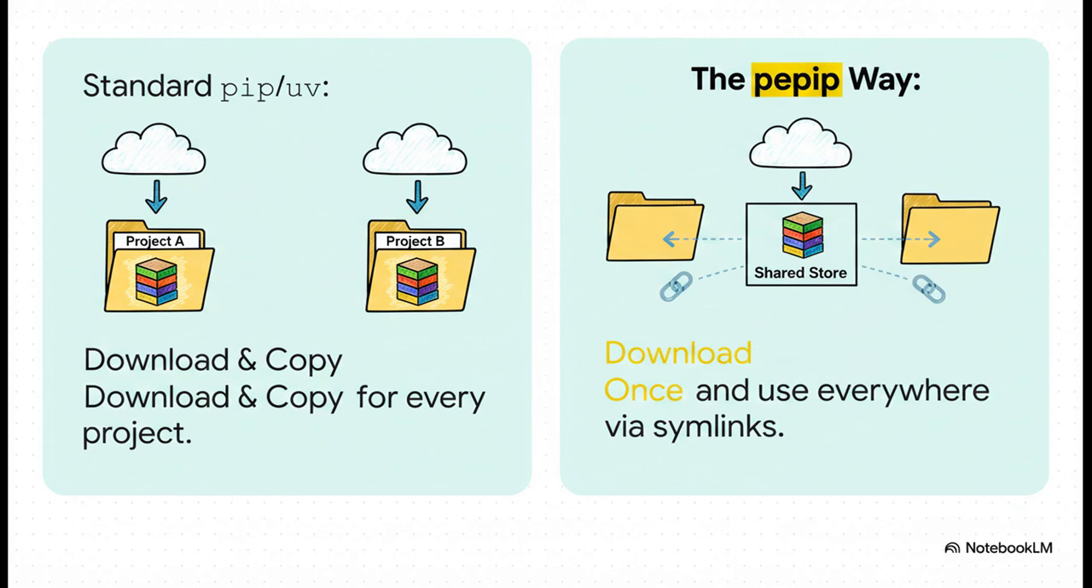This slide just lays it all out, plain and simple. On the left, you've got the standard way. Let's call it the pip or UV way. Download, copy, repeat for every single project. But then look at the pepip way. It's a totally different philosophy. Download it just once. Then, for every other project, you just link to it. It does this using these tiny little things called symbolic links, or symlinks, which are basically just fancy shortcuts.